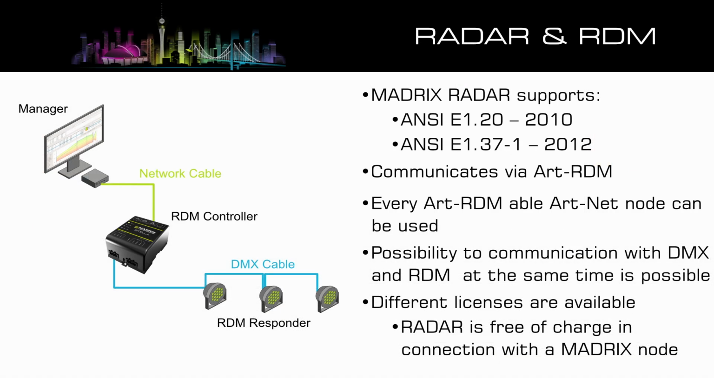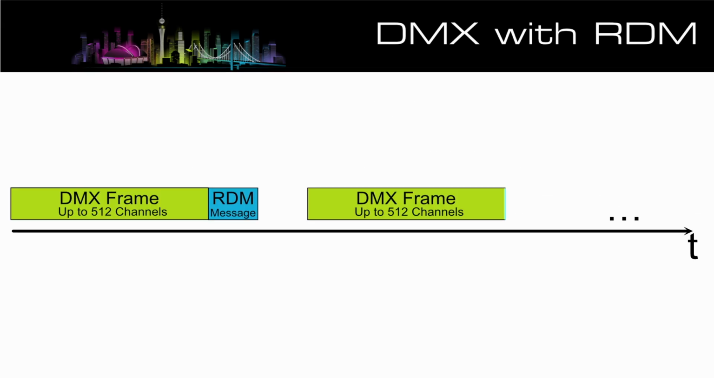Let us have a closer look at RDM and how the communication works. MADRIX Radar is able to work with the RDM standards ANSI E1.20 and ANSI E1.37-1. As you might know, the RDM communication is based on the DMX infrastructure. That means no other cable connection is needed. So the RDM communication will be established during the short DMX breaks.